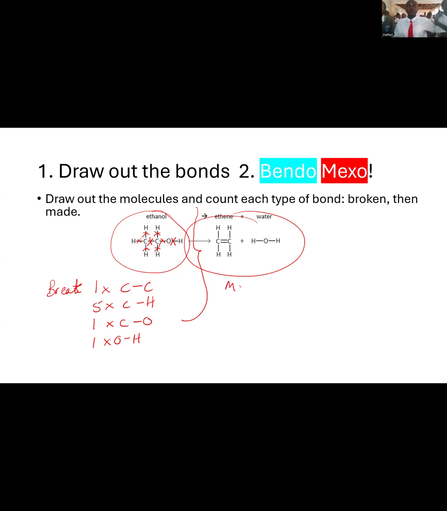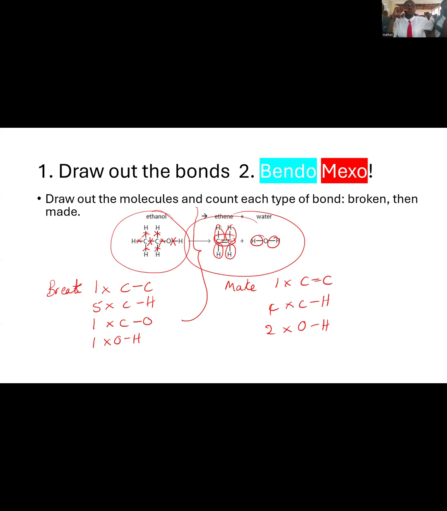Now I'm going to look at what I'm going to make. So I'm going to make one C double bond C. I'm going to make 1, 2, 3, 4 C H. I'm going to make 1, 2 O to H. It doesn't matter whether it's H to O or O to H.